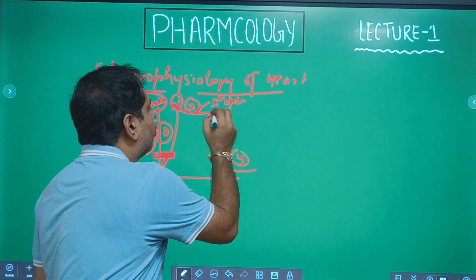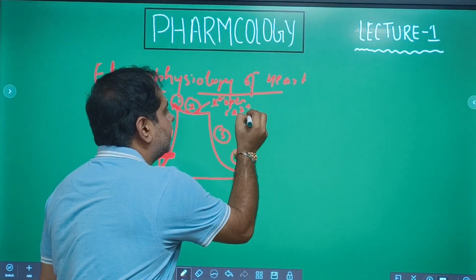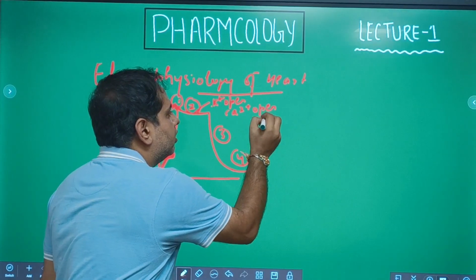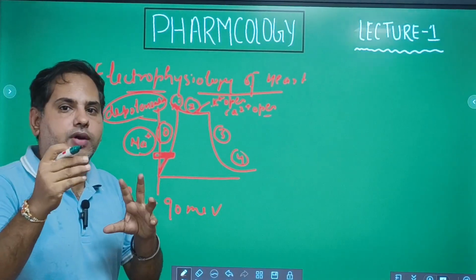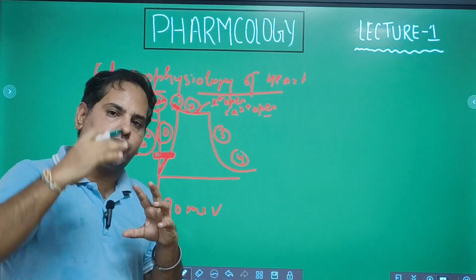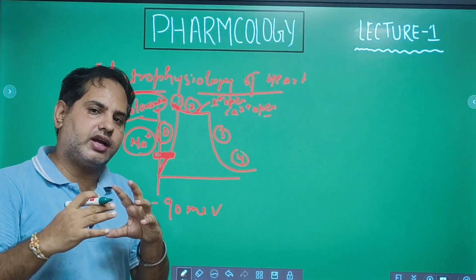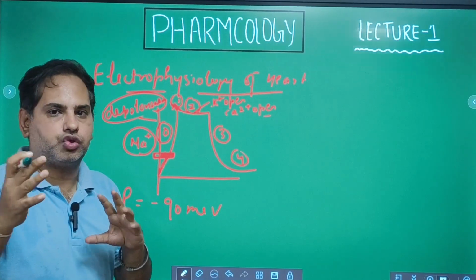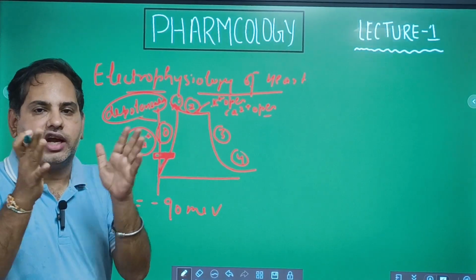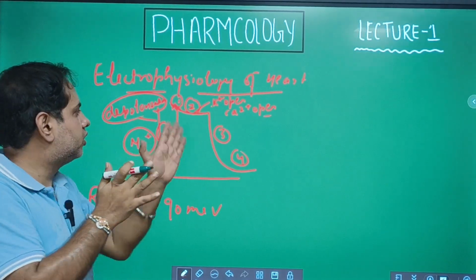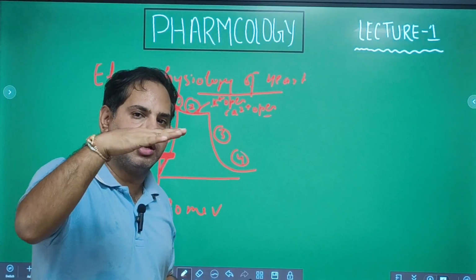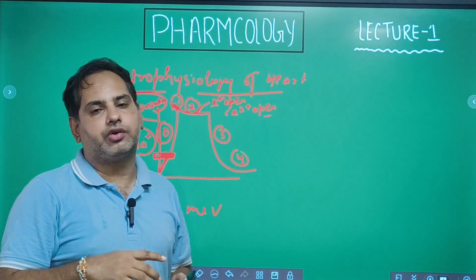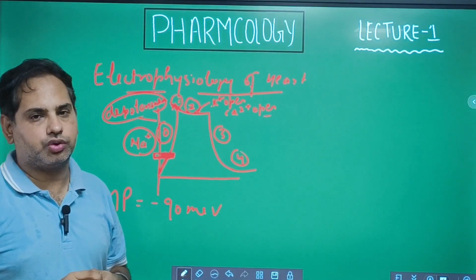there are other channels which are going to open in this phase: calcium channels. Whenever a calcium channel opens, the movement of calcium happens from outside to inside, and potassium movement is from inside to outside. So it will balance both the potentials. Due to that, this action potential will become stable, and that's why we call it a plateau phase as well. So this is your phase 2.